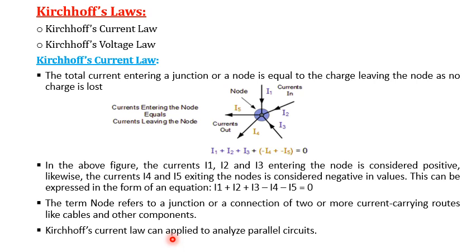Here the term node refers to a junction or a connection of two or more current carrying routes like cables and other components. Kirchhoff's current law is only applicable to a parallel circuit. It is not applicable to a series circuit. In a series circuit, the current will be the same. In a parallel circuit, the current will be divided.